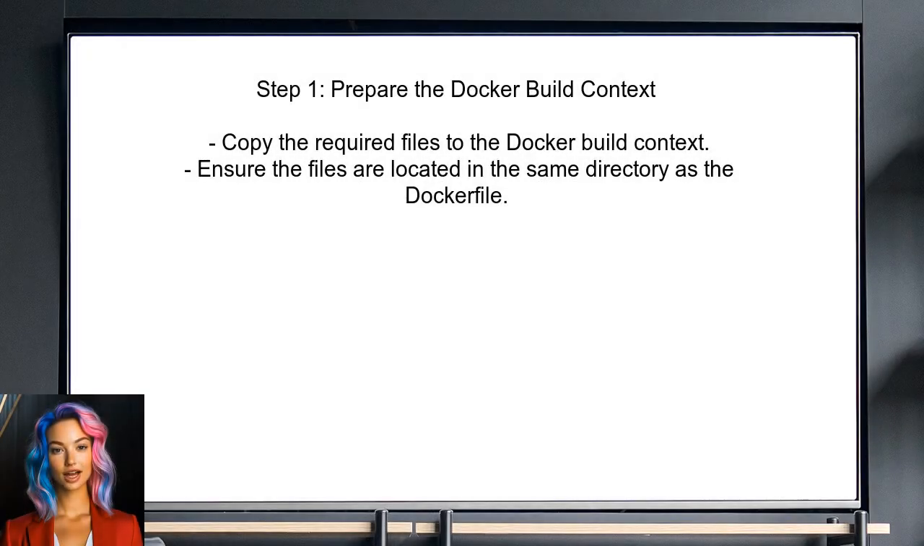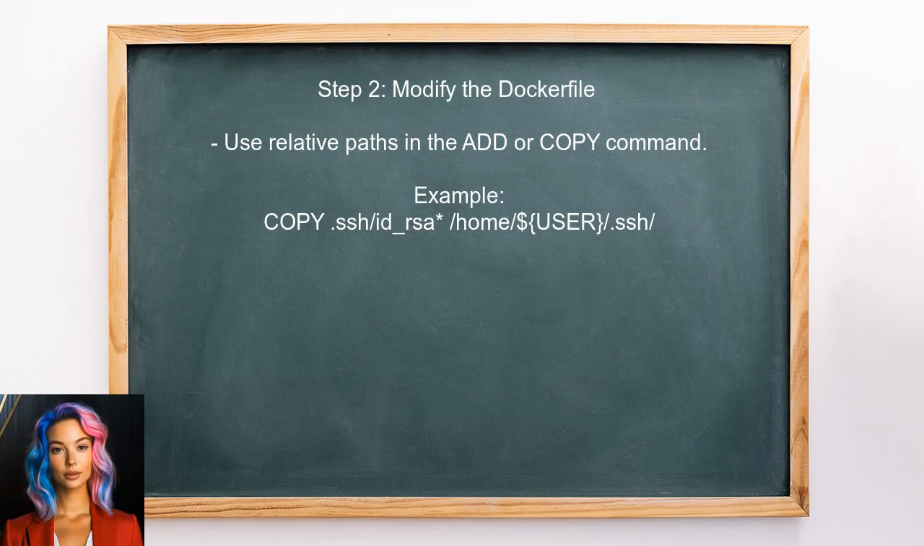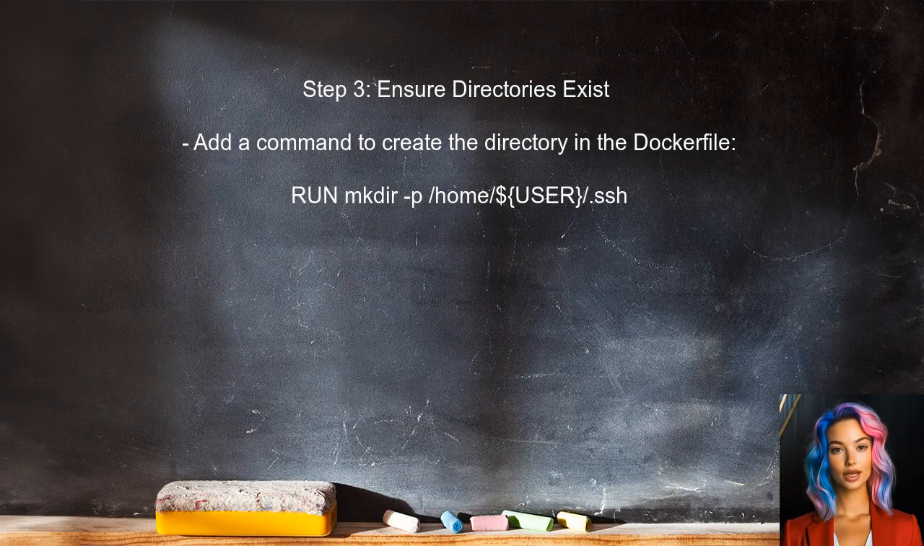To begin solving the user's issue, we need to understand that the ADD and COPY commands in Docker only allow access to files within the current working directory. Therefore, the user should first copy the necessary files to the Docker build context. Next, the user should modify the Dockerfile to use relative paths instead of absolute paths. This means referencing the files directly from the build context. After adjusting the paths, the user should ensure that the necessary directories exist in the container. This can be done by adding a command to create the directory before copying the files.